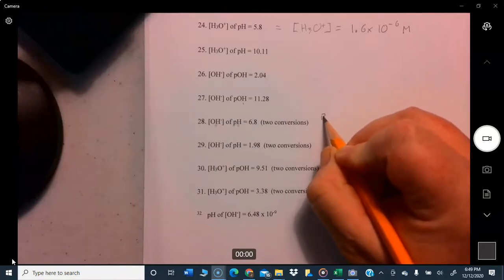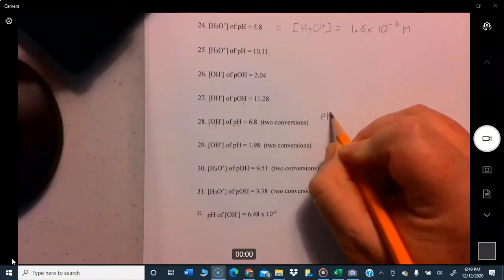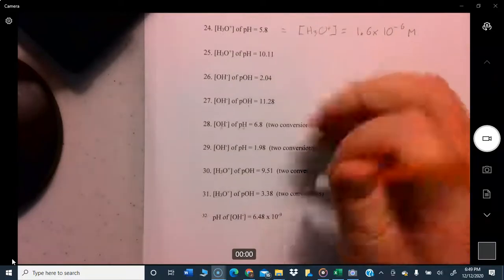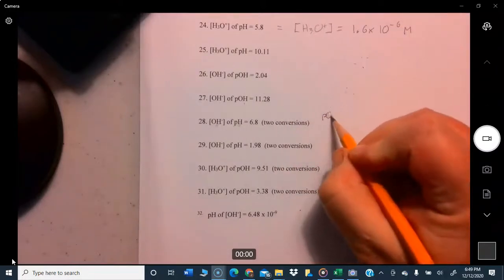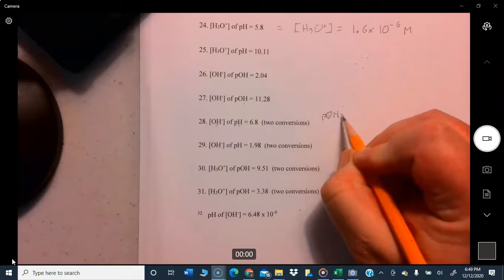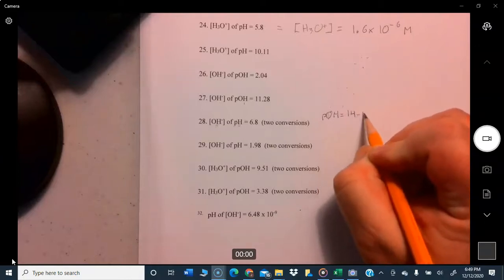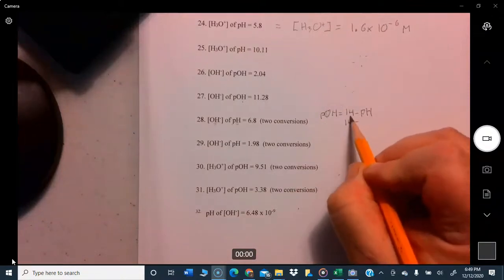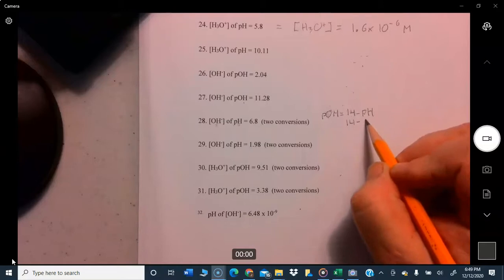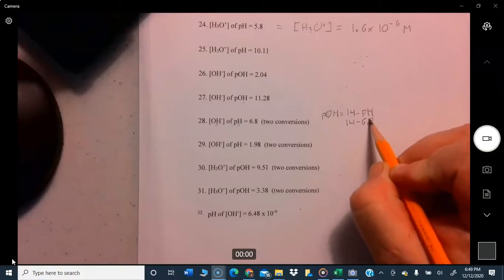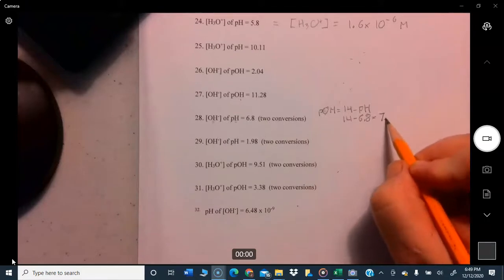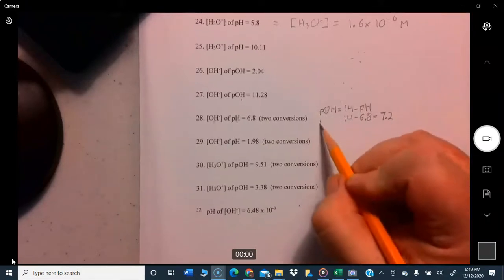Go ahead and write your formula. I'm actually going to write it in terms of pOH, so we need to rearrange it. So there it is. 14, Kw is the 14. Go back and review the video if you didn't know that. And that's going to equal 7.2. So that is the pOH.